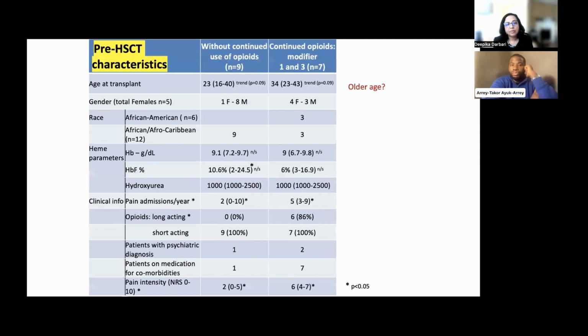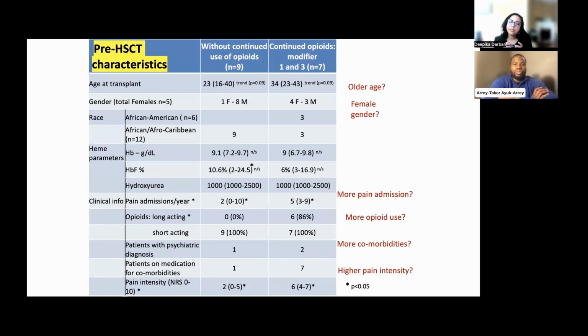If you can click one more. Thank you. Keep clicking. So then we wanted to see what the other differences are. We saw the labs were not different prior to transplant. So were there certain differences between patients who continued to have pain and patients who did not have pain? Here are highlighted some of those in red script, as you see on the right side.